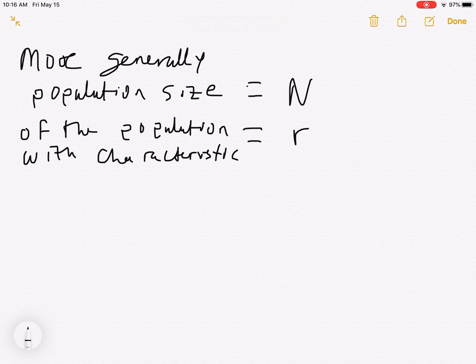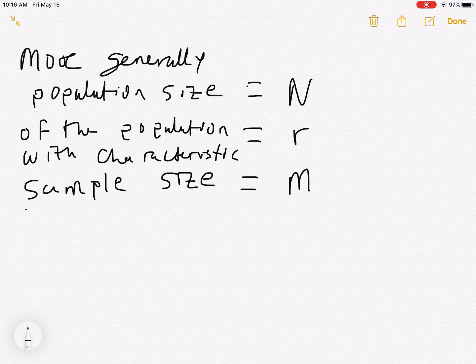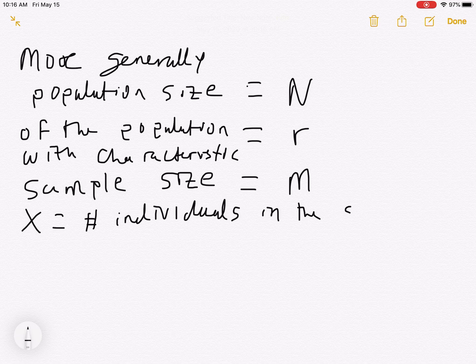There's going to be also a sample size. And let me call the sample size M. Okay. And finally, my random variable X is going to be the number of individuals, not in the population, but in the sample, with the characteristic.